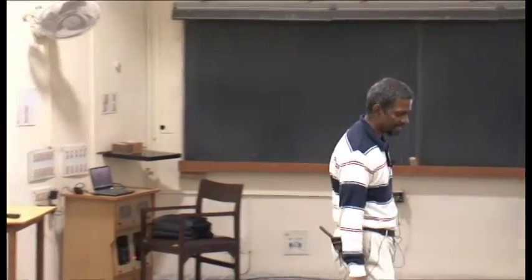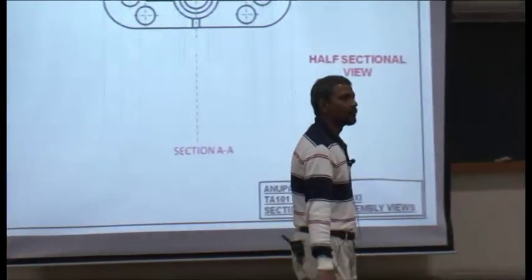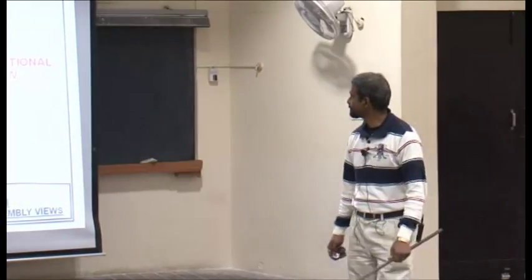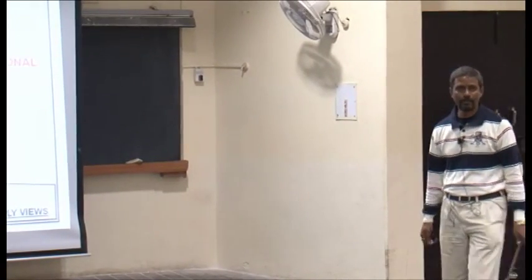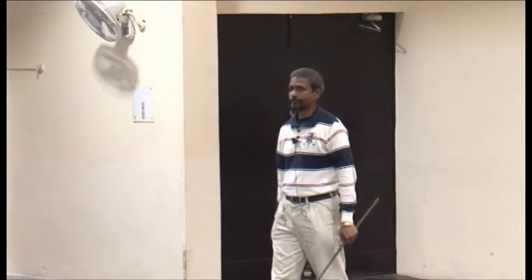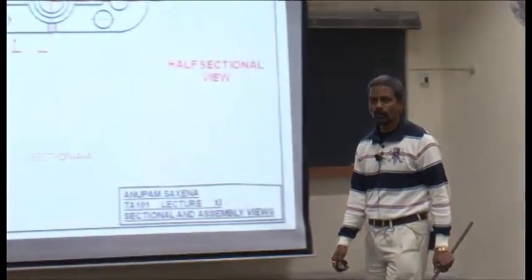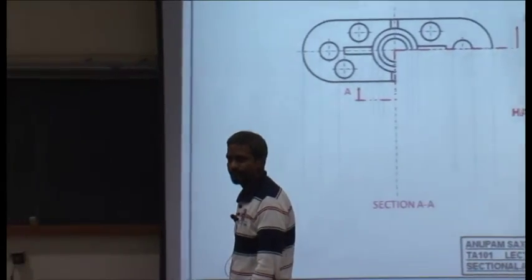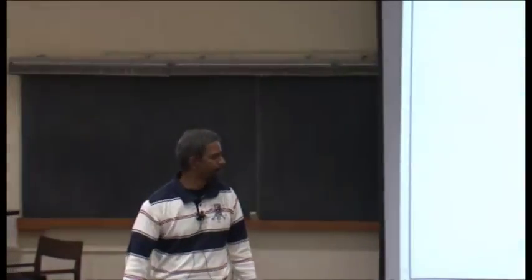The second one is the half section view. For this example, you can take advantage of the symmetry in the object. Again, it's a trade-off between clarity and information. You don't take the entire section, but you just cut one quarter of the object. Take it off.